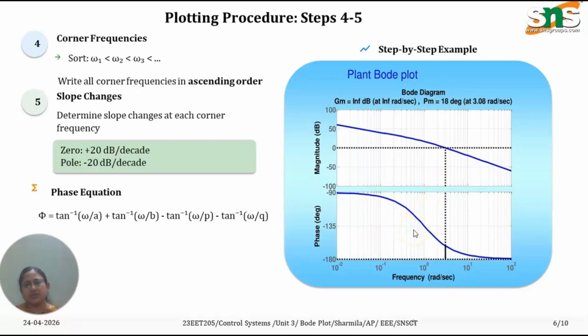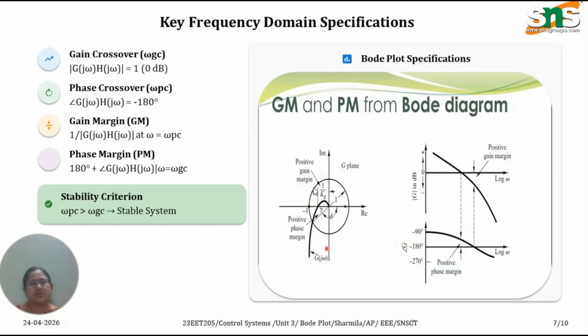Next one, the frequency domain specifications. We use the gain crossover frequency ωgc, where the modulus of G(jω)H(jω) is equal to 1, that is 0 decibels. Next, the phase crossover frequency ωpc. This is where the phase becomes minus 180 degrees.